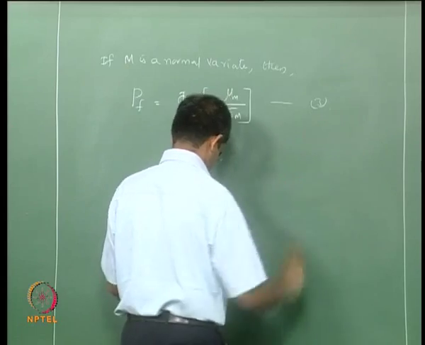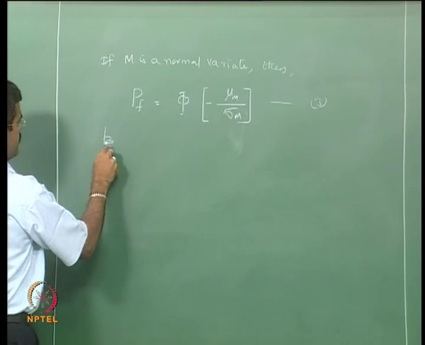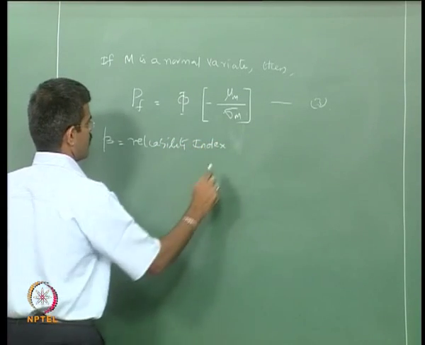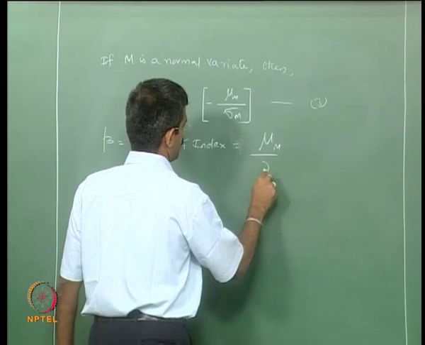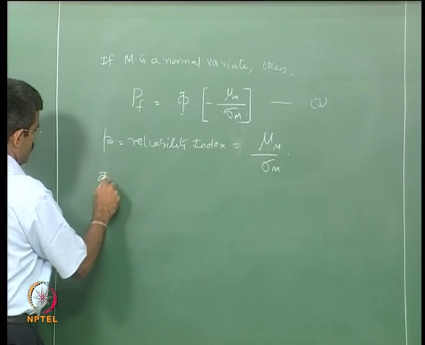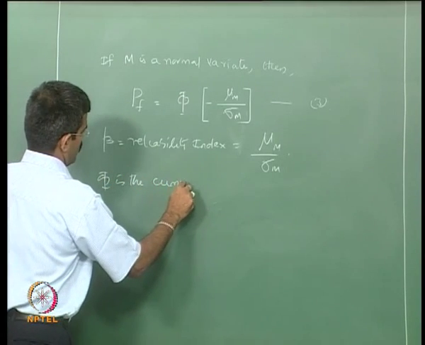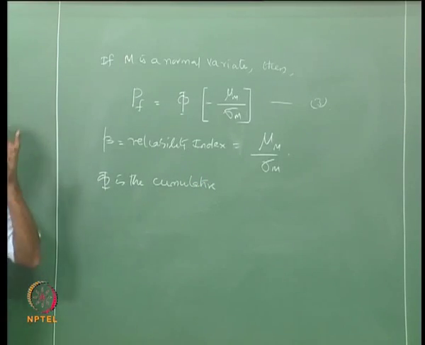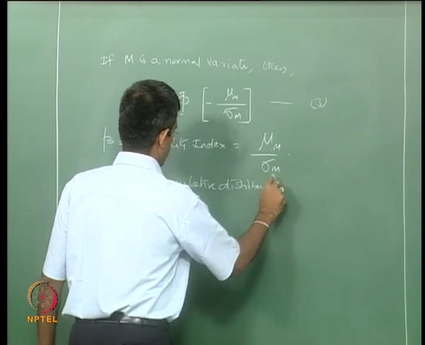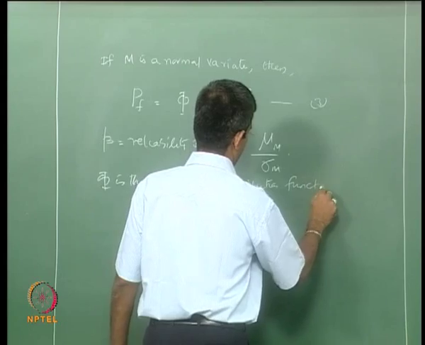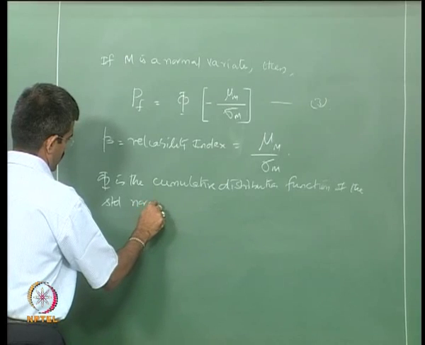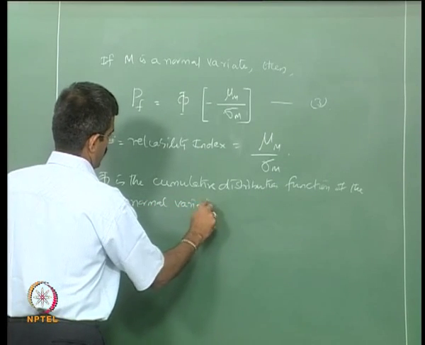Equation number 3, where the reliability index beta is nothing but mu M by sigma M, and phi in this case is the cumulative distribution function of the standard normal variate.